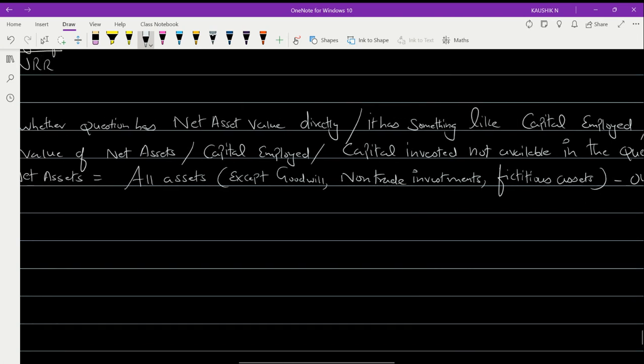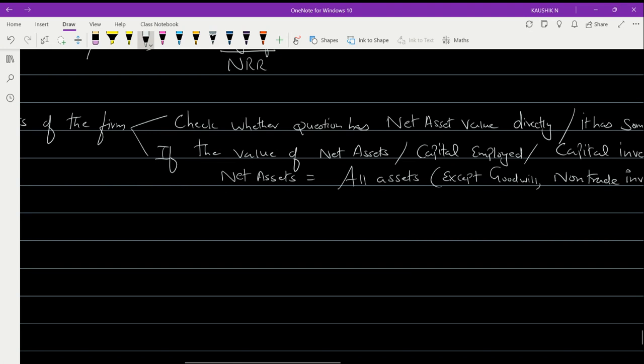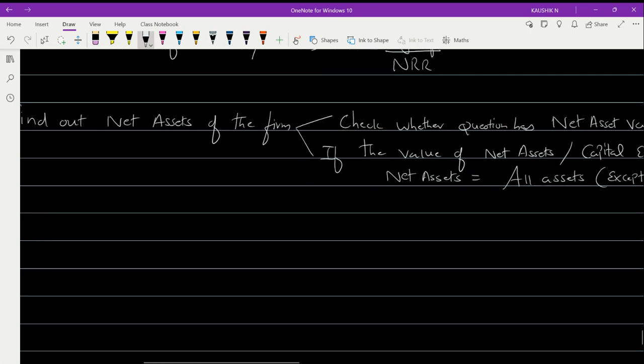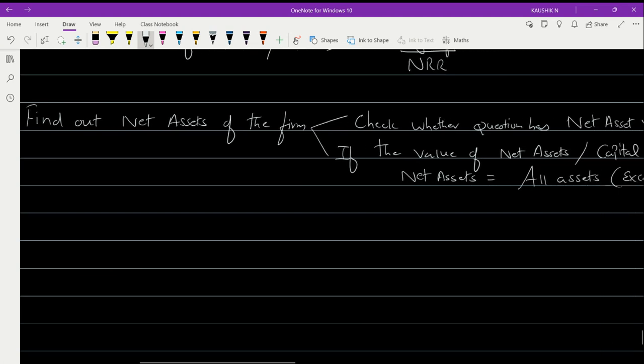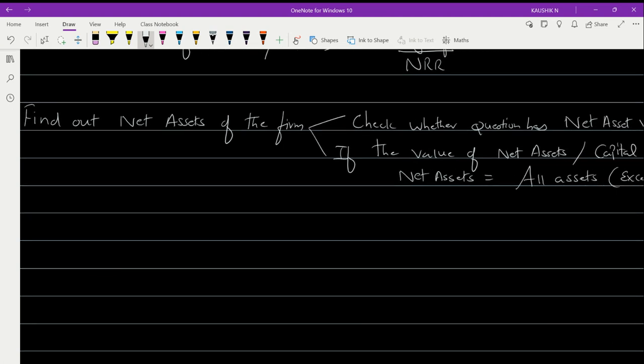That is why yesterday I said, if in some places they have given you capital employed, you can use that value for net assets, or instead of net assets, if they have given you capital employed, you can use that value and go ahead with the problem. Let me make it clear to you. Are you able to follow this concept? Are you clear with this?